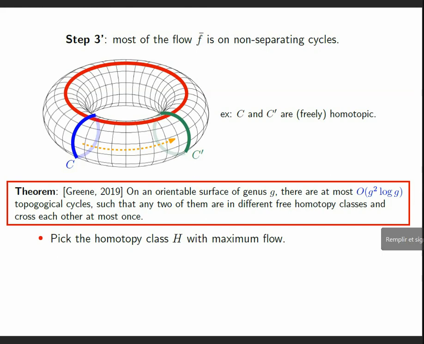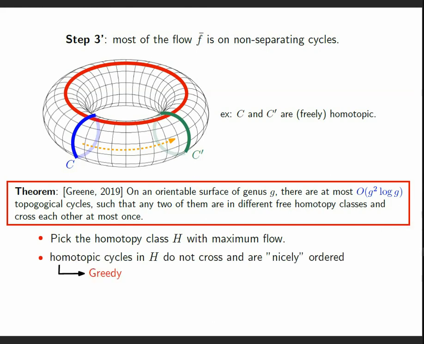Since we can decide in polynomial time if 2 cycles are homotopic, we can compute this heaviest homotopy class in polynomial time. We can now observe that 2 homotopic cycles cross an even number of times, so after our uncrossing steps, they do not cross at all. In particular, non-crossing homotopic cycles can be nicely ordered.